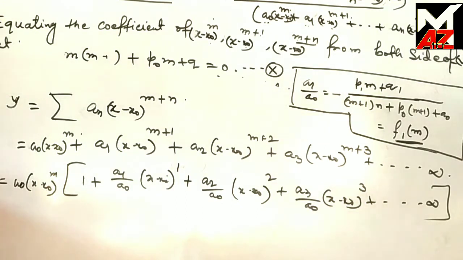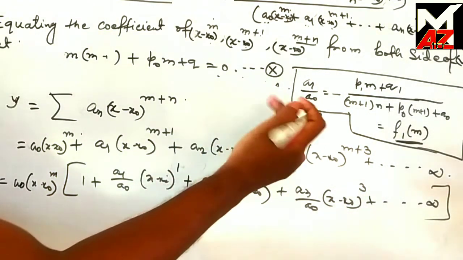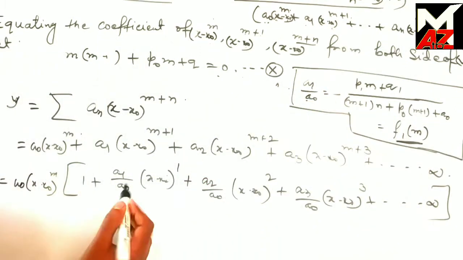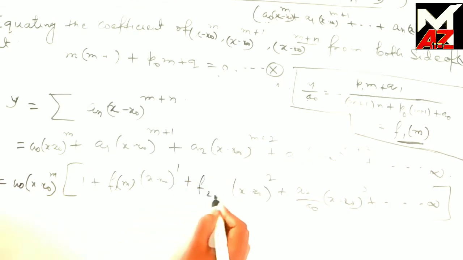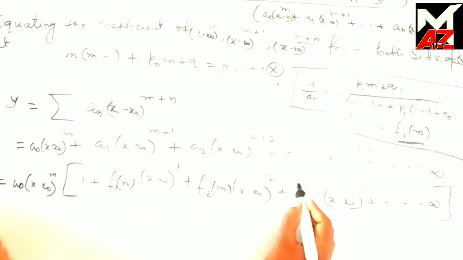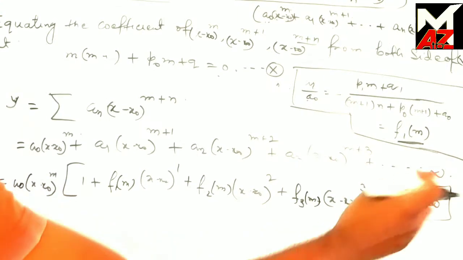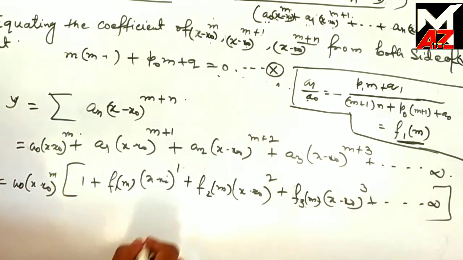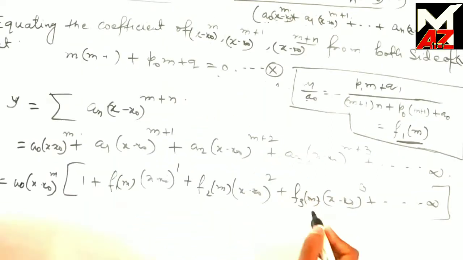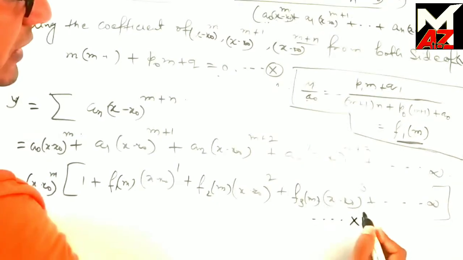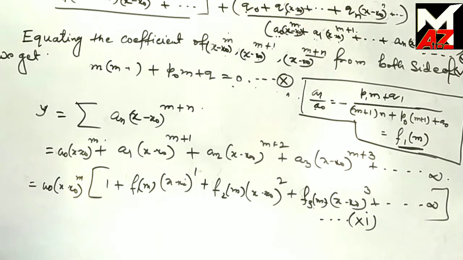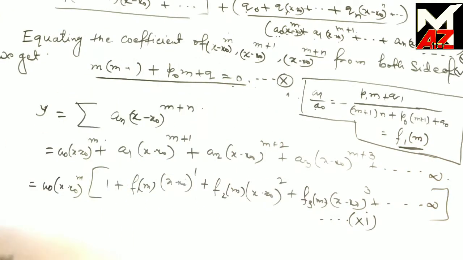This is the solution. Now here we put a1 by a0 as f1(m), a2 by a0 as f2(m), a3 by a0 as f3(m), and so on. We name this as 11. Now here three cases may arise depending upon the values of m from the indicial equation.